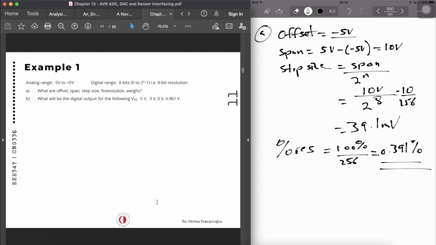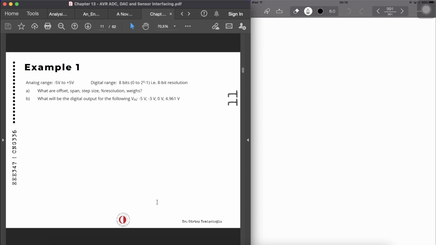And the weights. Now, what are the weights? How do we calculate the weights? So let's say digital bit and its weight.